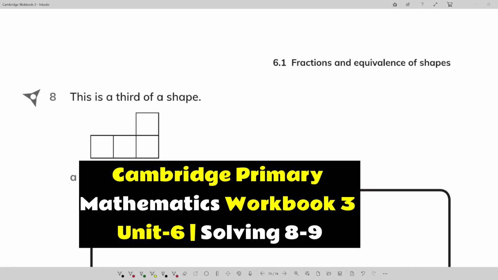Starting question 8 and 9 of Cambridge Primary Mathematics Workbook 3. This is the end part of this unit, which is fractions of shapes. Let's get started.